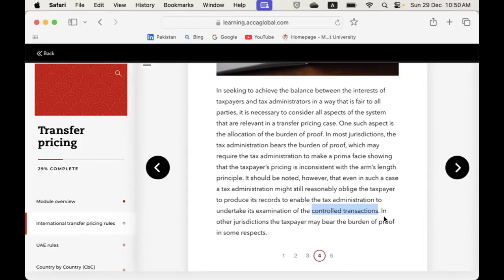Okay. In other jurisdictions, the taxpayer may bear the burden of proof in some respects. So it's a case-to-case basis, and it is all based on logic that who has to provide the burden of proof. But generally, the primary responsibility falls on the authority, because who is objecting here? It's not the taxpayer, it's the revenue authority that is objecting here. So the one who objects has to provide the proof of objection.